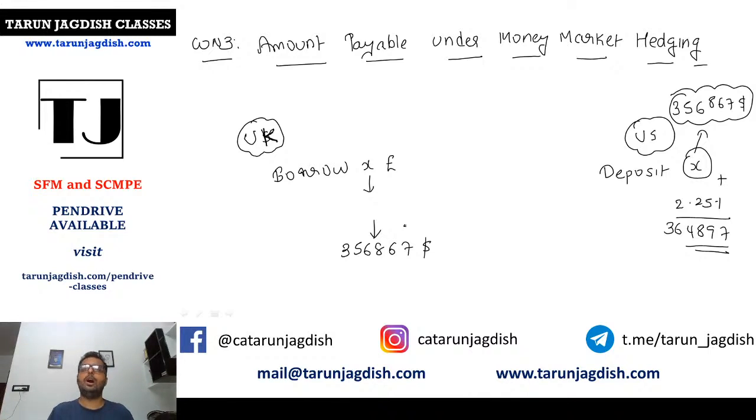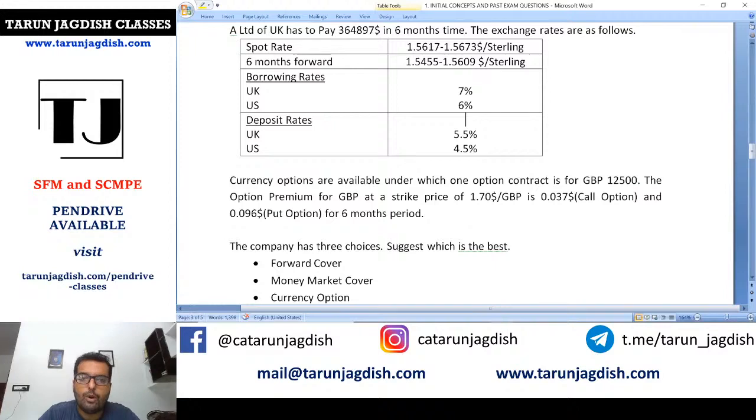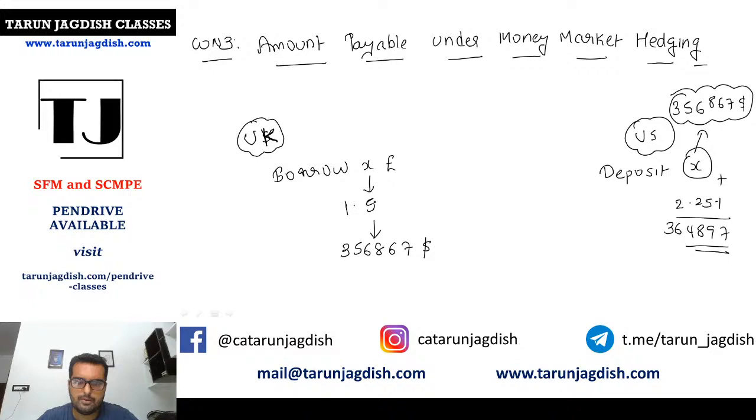Look, first what I will do, I will borrow sterling. Then I will give the sterling to the bank and take dollar. Am I right? So when I'm selling sterling, the bank is buying sterling. So what rate is applicable over here? The bid rate. What is the spot bid rate? 1.5617 dollar bar sterling. So if I do a backward working, the amount that I need to borrow and then convert will be 356,867 divided by 1.5617.